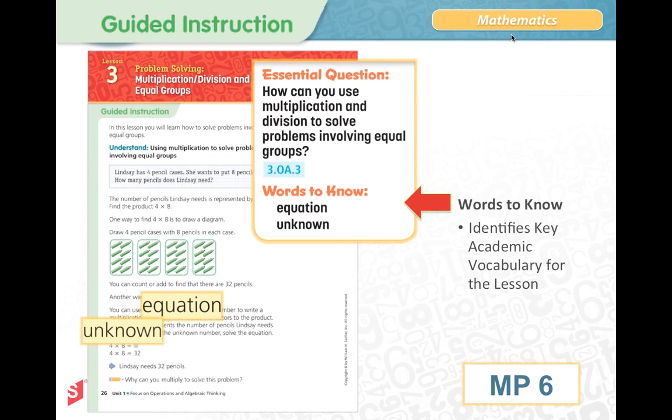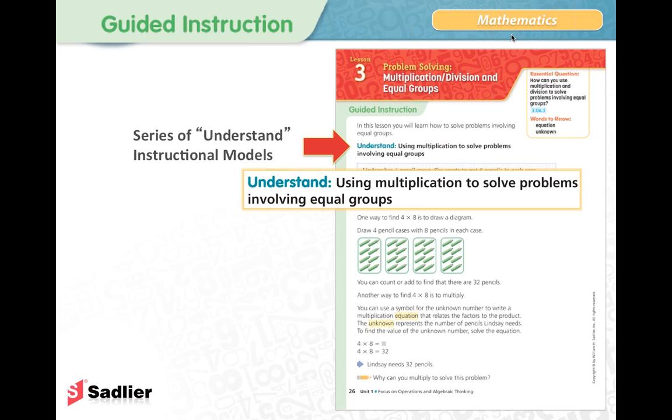Words to know are highlighted in context on the page, and this identifies the academic vocabulary of the lesson. Again, we're addressing MP6, because students need to use the correct academic vocabulary in order to communicate mathematically. And we want students to use that academic vocabulary in their explanations.